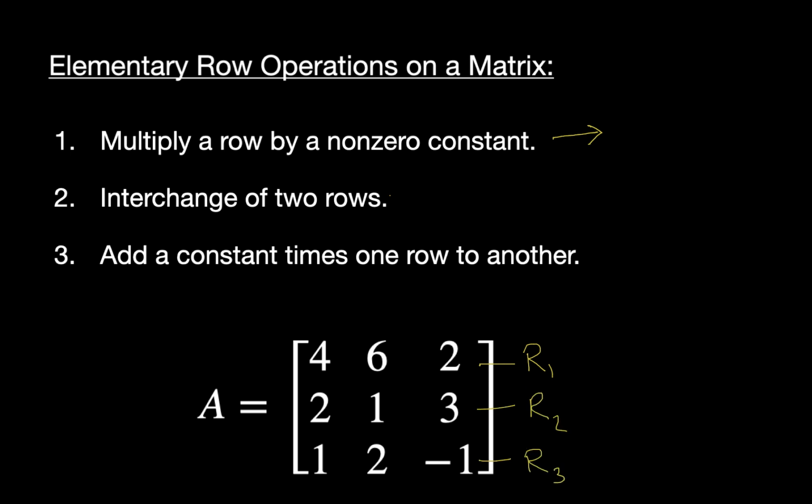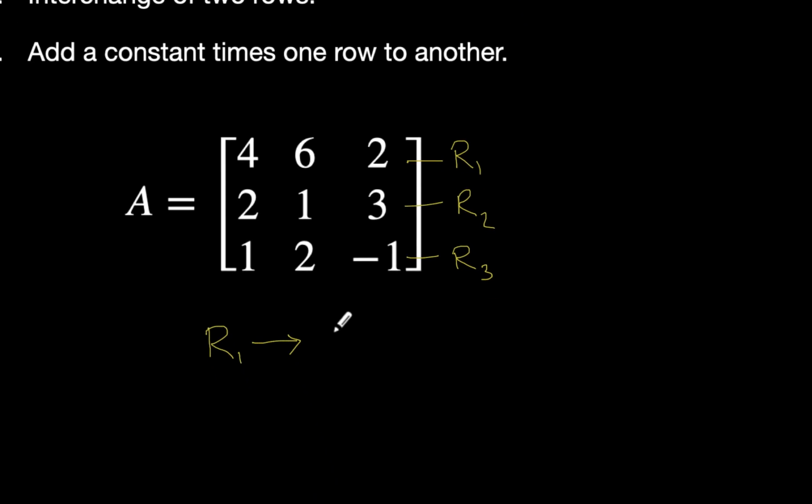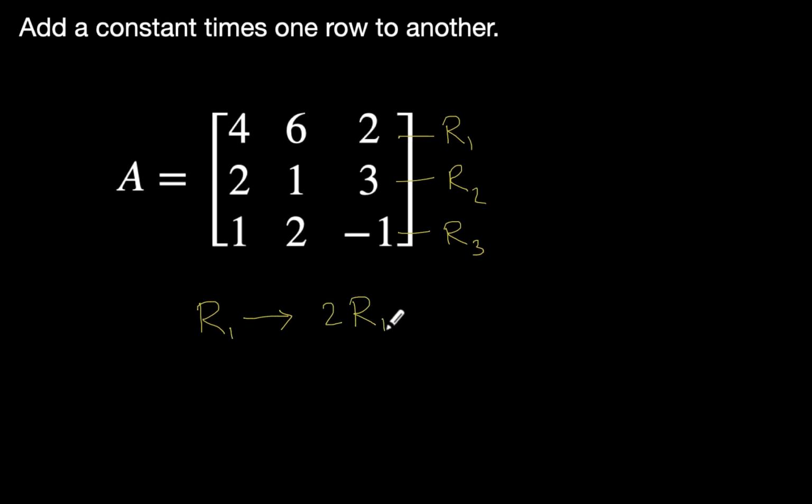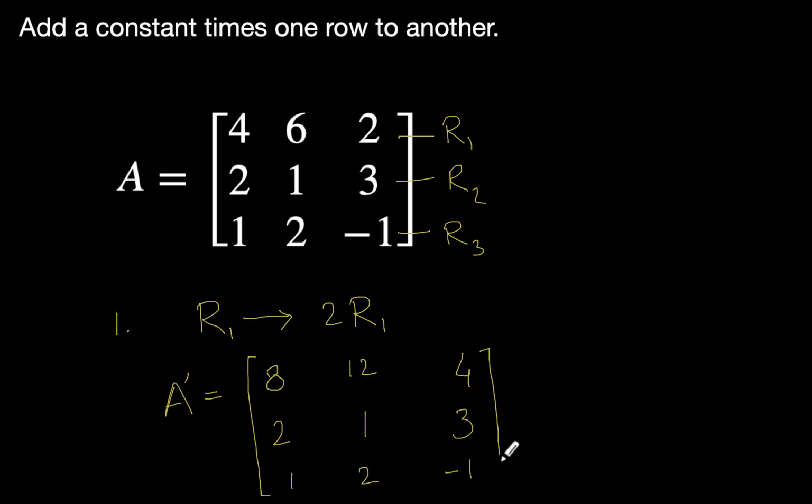So in place of row 1, you can do, suppose, 2r1. That means you are doing an operation in row 1 by multiplying by a non-zero constant 2. So you will get the new matrix. Suppose it is A dash. So A dash will have the first row multiplied by 2. So this is the matrix which is obtained after introducing the first row operation.